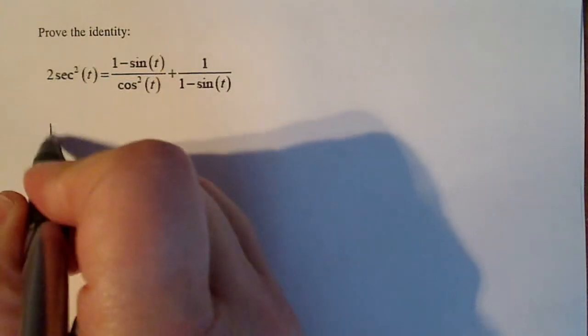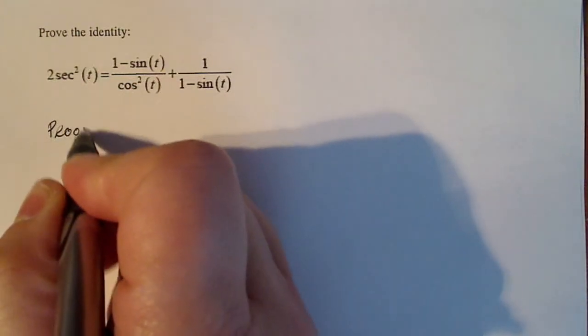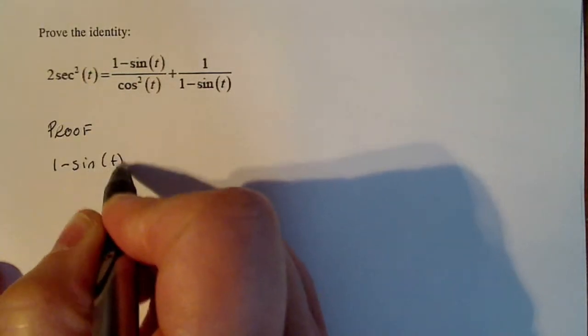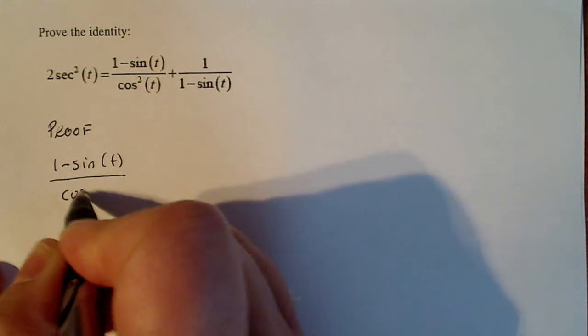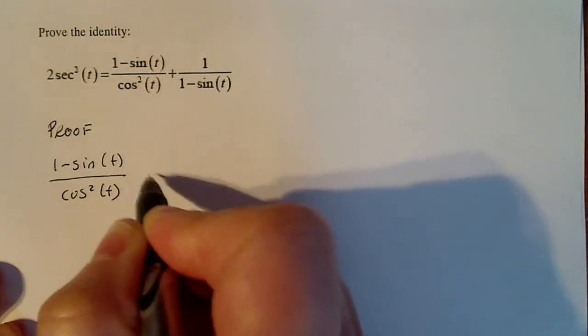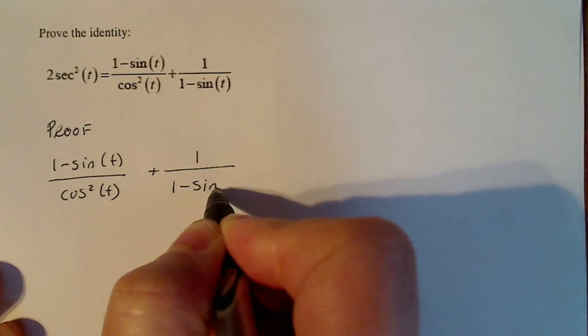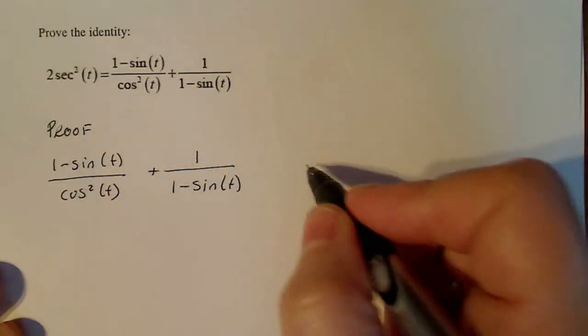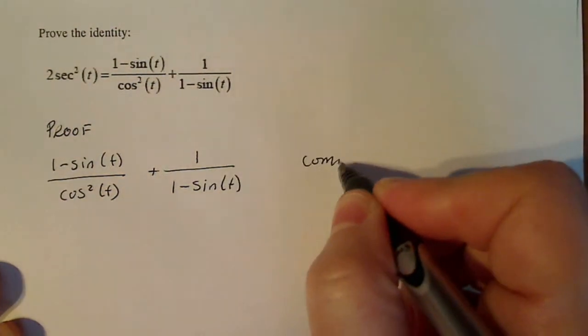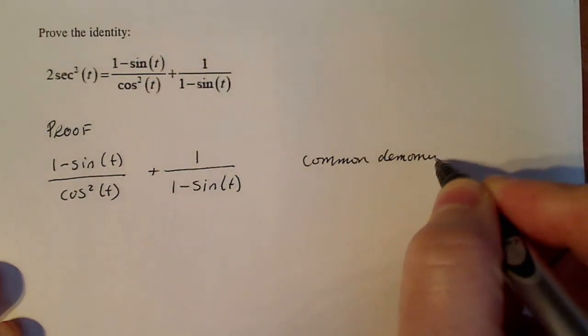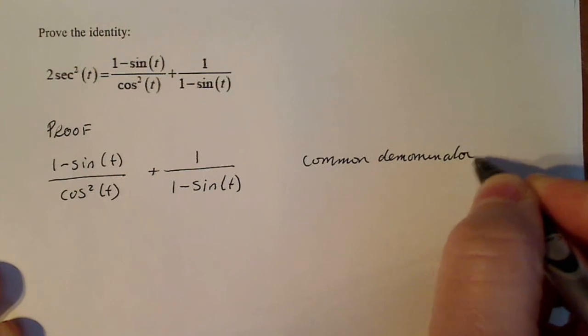So I'm going to do my proof. I always label it. We start with 1 minus sine squared t over cosine squared t plus 1 over 1 minus sine t. So the first thing we're going to do is find a common denominator and add the two together.